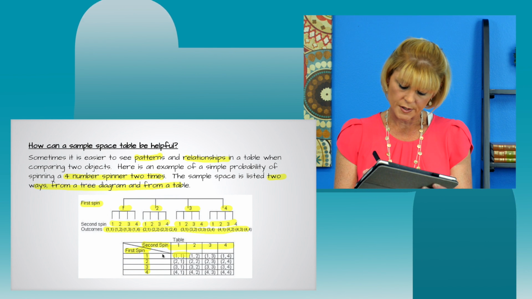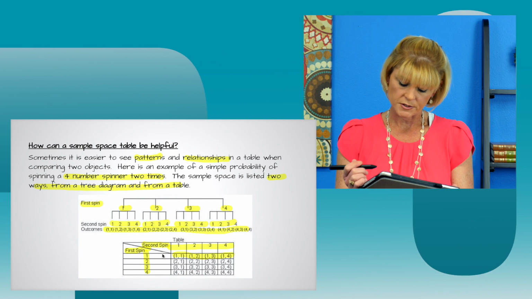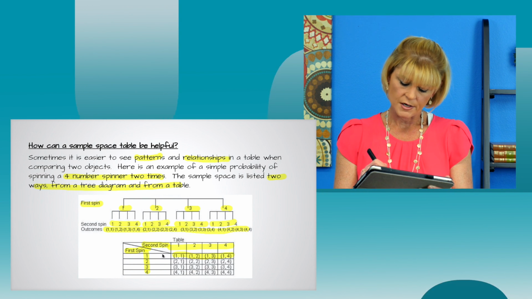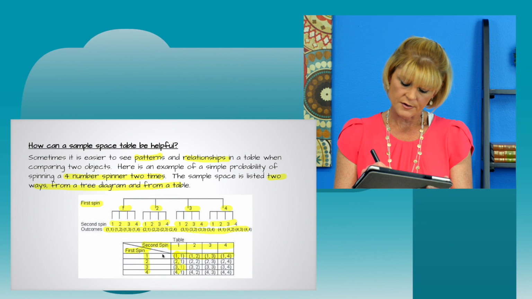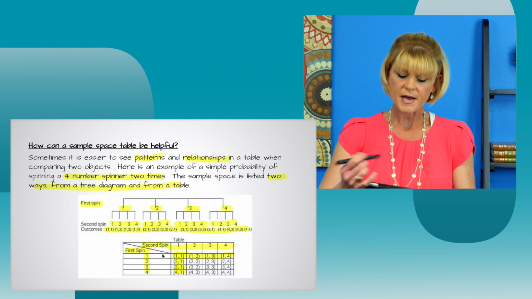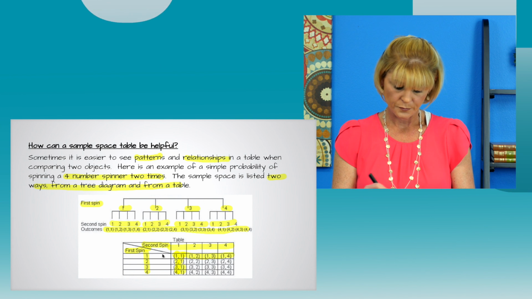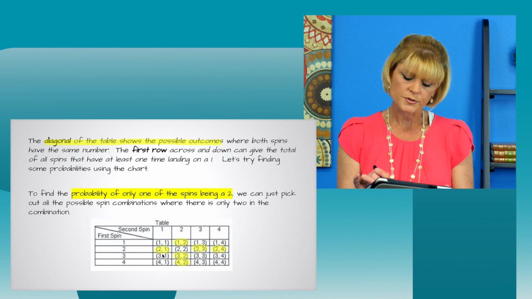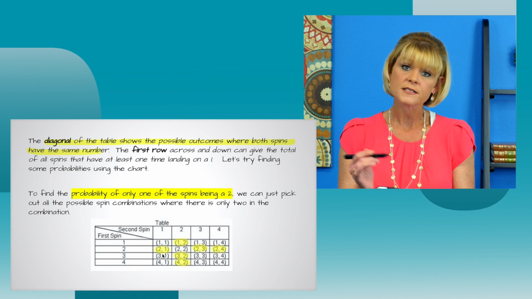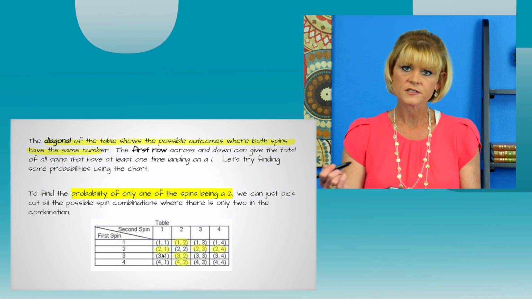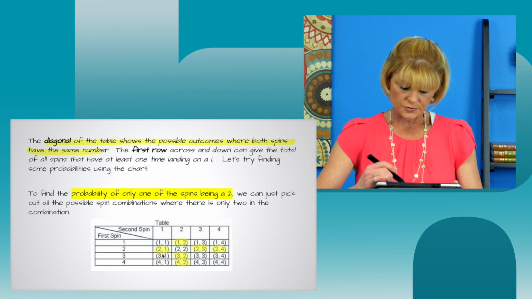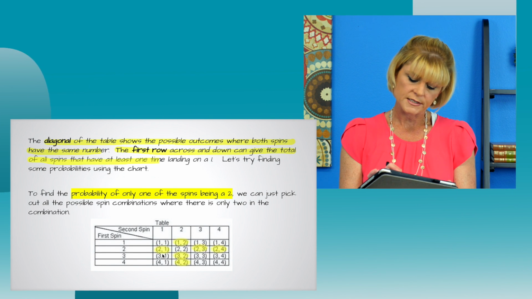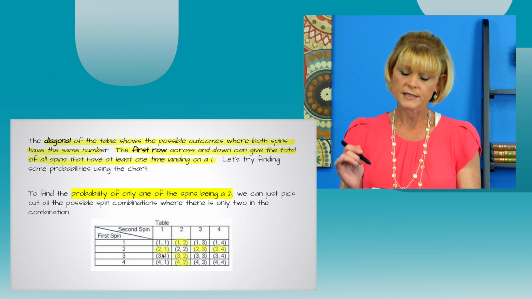You've got 1,1, 1,2, 1,3, 1,4, and so on and so forth. Then look down the column, starting with the second spin. You've got 1,1, 2,1, 3,1, and 4,1. So it's a lot easier to see patterns and relationships in a table. So the diagonal of the table shows the possible outcomes where both spins have the same number. Again, this is cool because we can see patterns. The first row across and down can give the total of all spins that have at least one time landing on a 1.